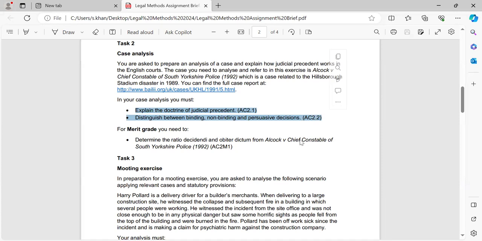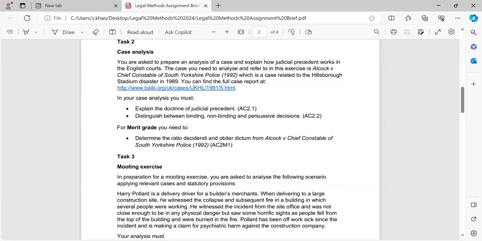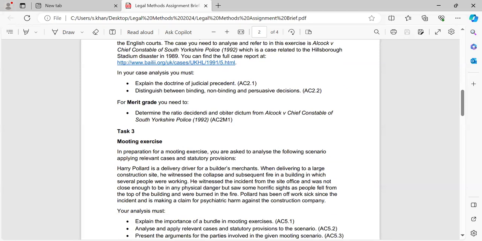Explain the doctrine of judicial precedent, and then distinguish binding. So you need a heading for each one. So you'll talk about the doctrine of judicial precedent as a heading, and then to gain a merit, you've got one where you look at the ratio decidendi and obiter dicta of the Alcott case. So that's task two. So you've got three parts to do in that. Okay, so you have the merit. Are there any questions on task two?